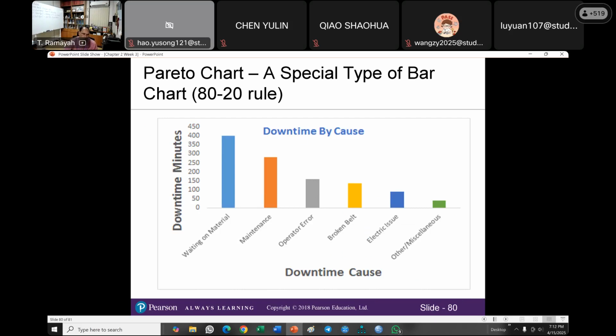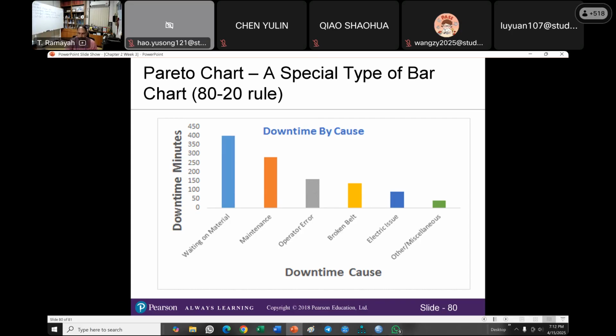So our downtime is from 0 to 450. And we can see here that waiting on material is the most important reason why we have downtime. These others are not so important. So to improve your downtime, we need to focus on waiting for material. So this is the use of this chart called the Pareto chart.